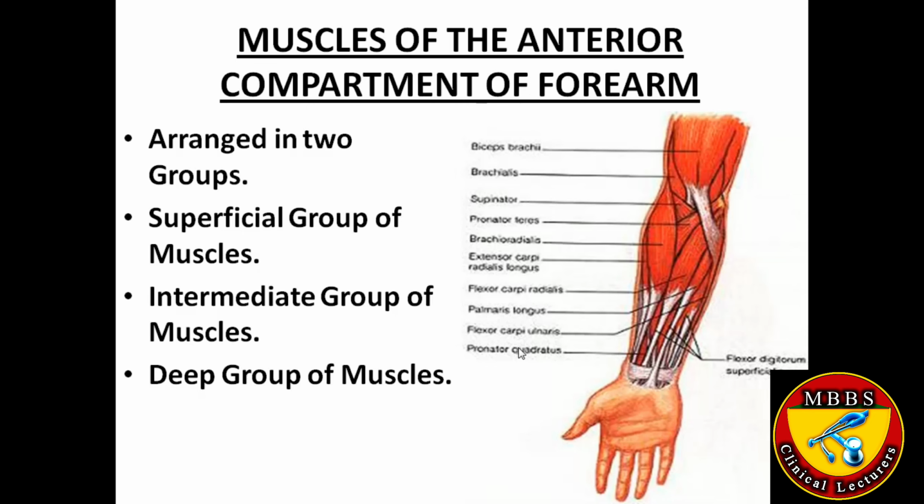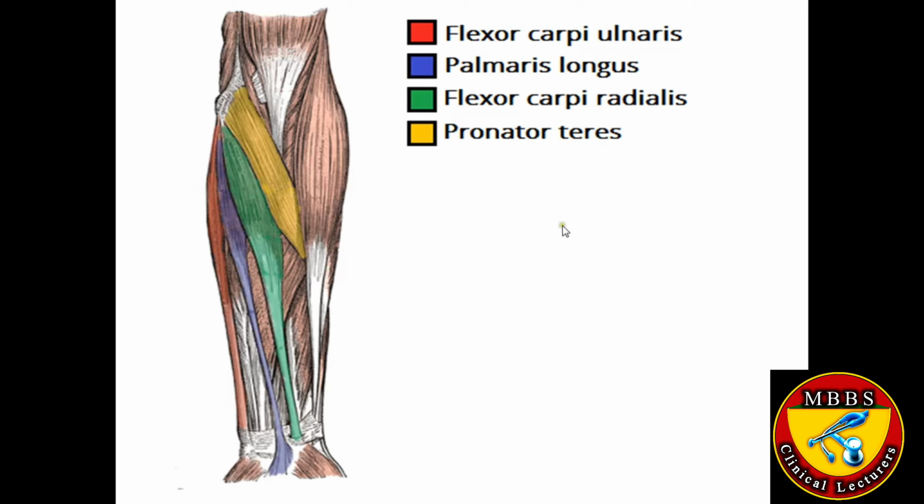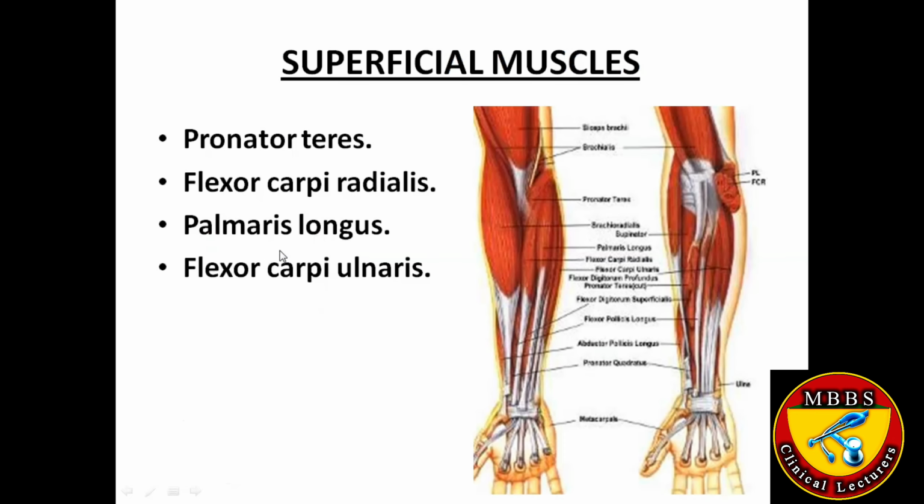So of these 3 groups of muscles, the superficial layer, the flexor carpi ulnaris, palmaris longus, flexor carpi radialis and pronator teres, could easily be visualized if we remove the deep fascia. The arrangement from lateral to medial is pronator teres, flexor carpi radialis, palmaris longus and the flexor carpi ulnaris muscle. These are the muscles present in the superficial layer. Again, they can easily be visualized from lateral to medial: pronator teres, flexor carpi radialis, palmaris longus and flexor carpi ulnaris.